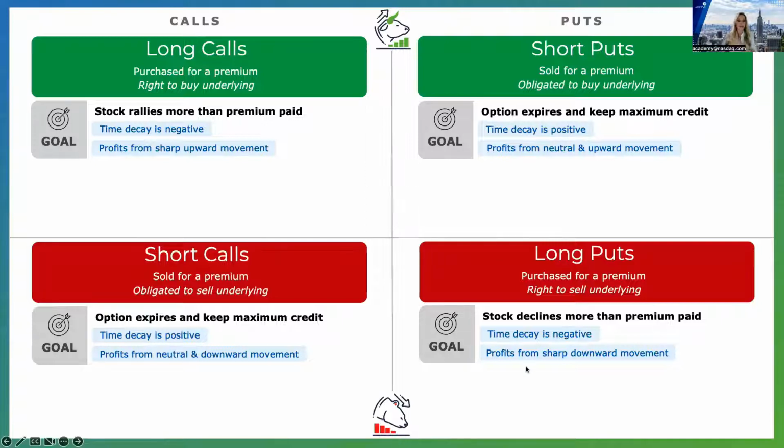So we profit from a sharp downwards movement, because if we have the right to sell at 100, but the market is down at 80 and keeps going down, this right to sell at 100 is going to go up in value as the underlying security moves down. So this means that long options, you'll see that the common goal attached to them is a sharp directional movement.